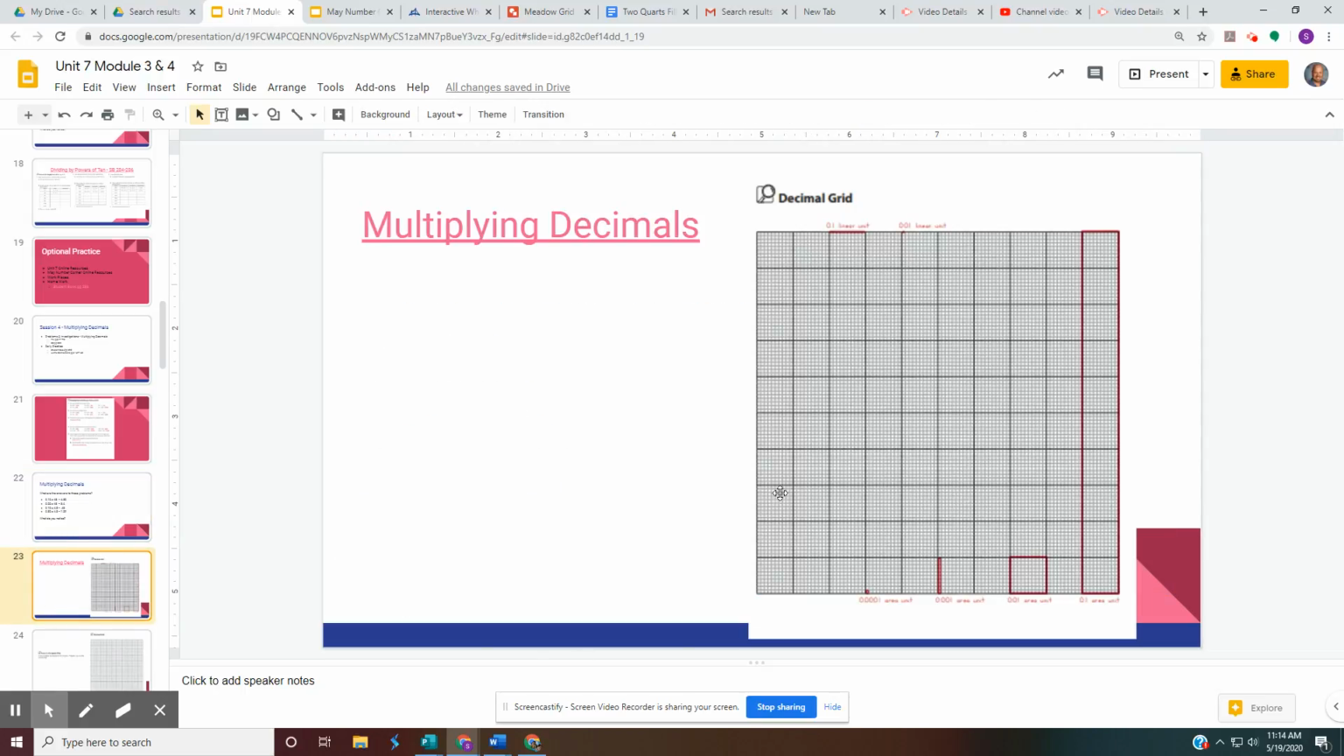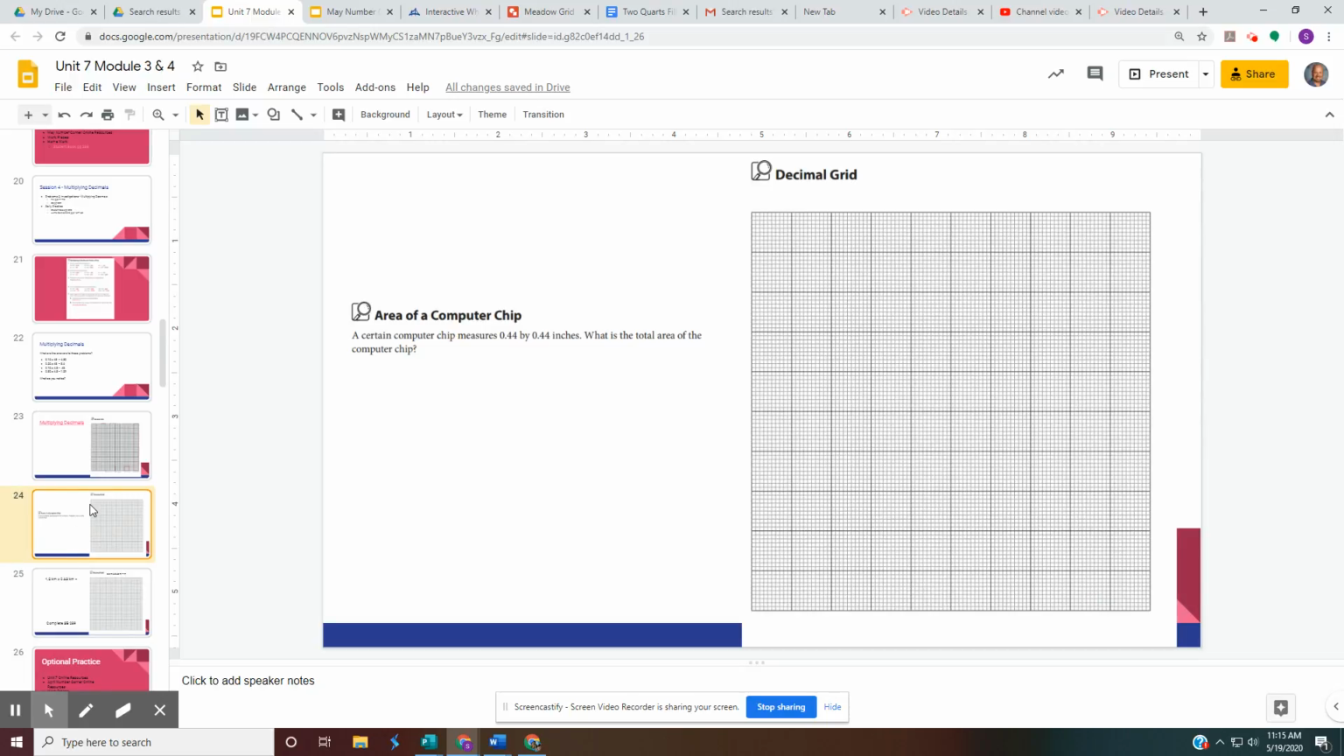Remember this? Remember when we worked with this? This would be 1/10 of a whole. This would be 1/100th of a whole. This would be 1/1000th, and this is 1/10,000th. If we think linearly, we can go across here this way. Same sort of thing.